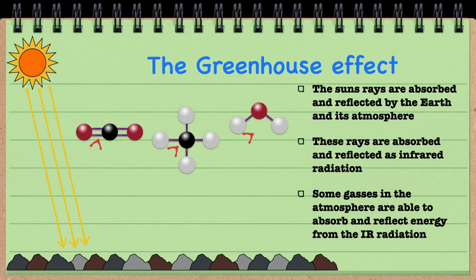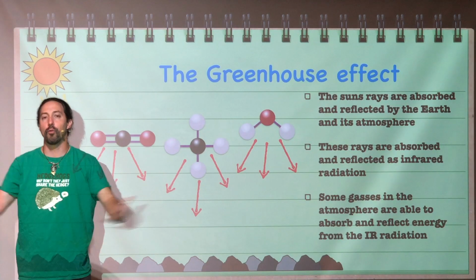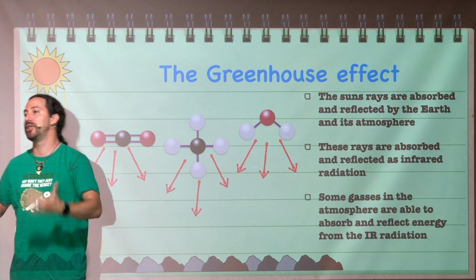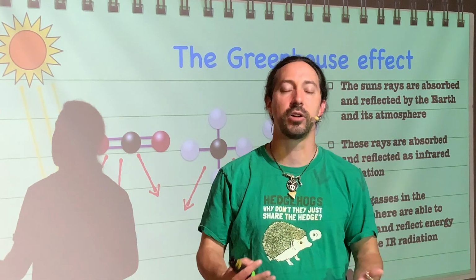As these vibrate, they actually re-emit the infrared, they re-emit the heat, keeping the heat around the surface of the Earth. So that way the surface of the Earth is not just a frozen rock, but it has the temperatures that you and I are very familiar with today.